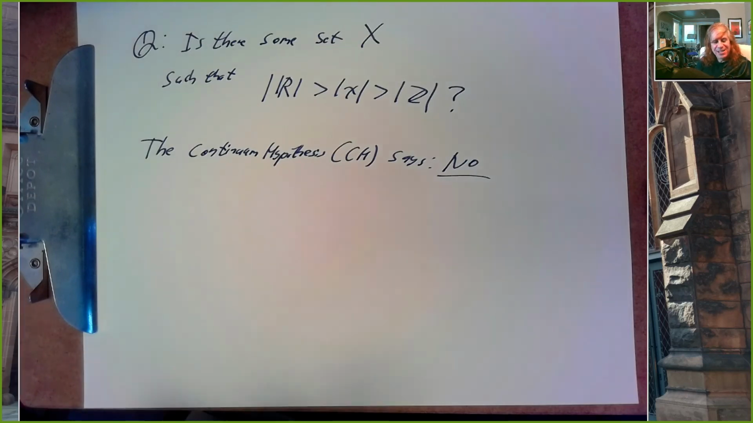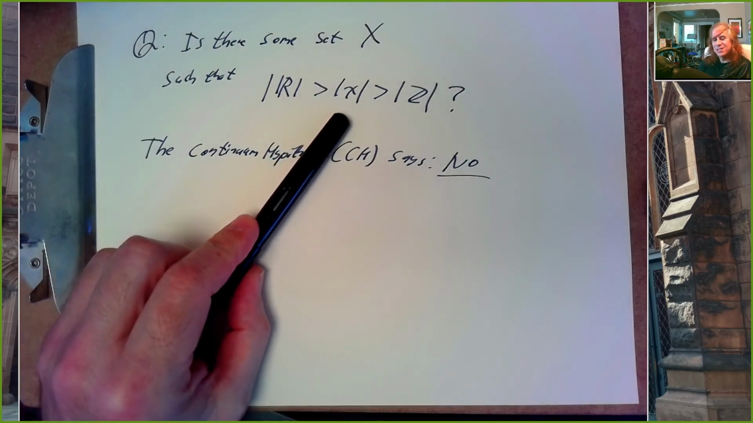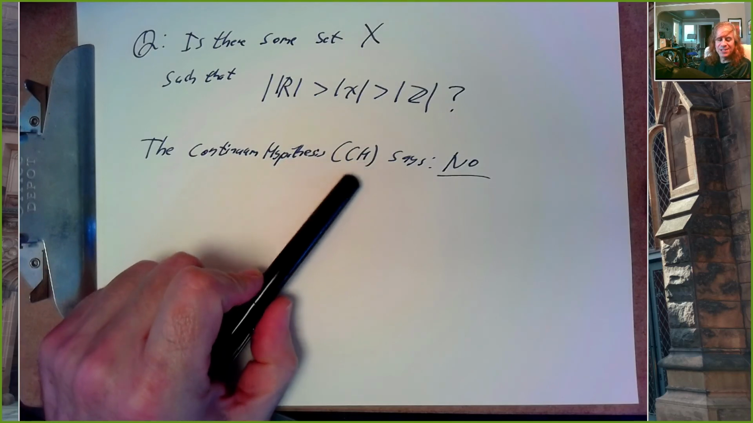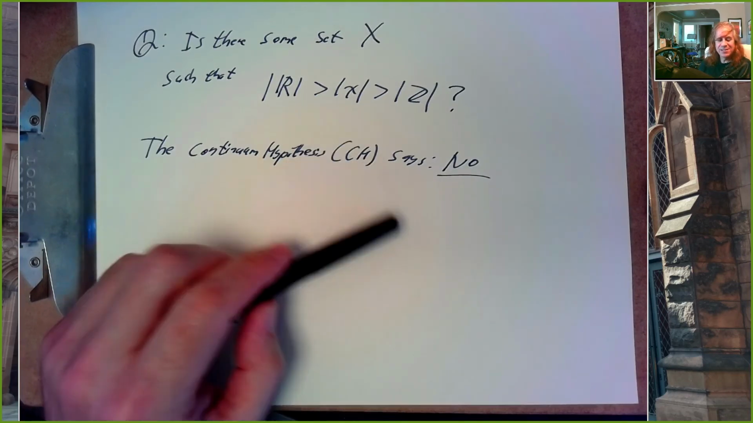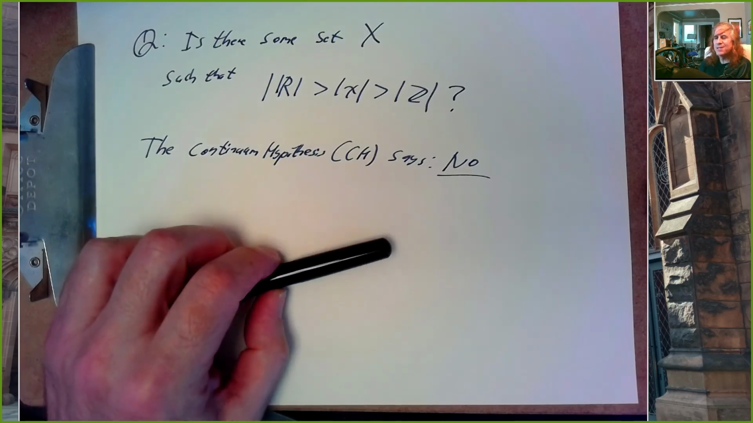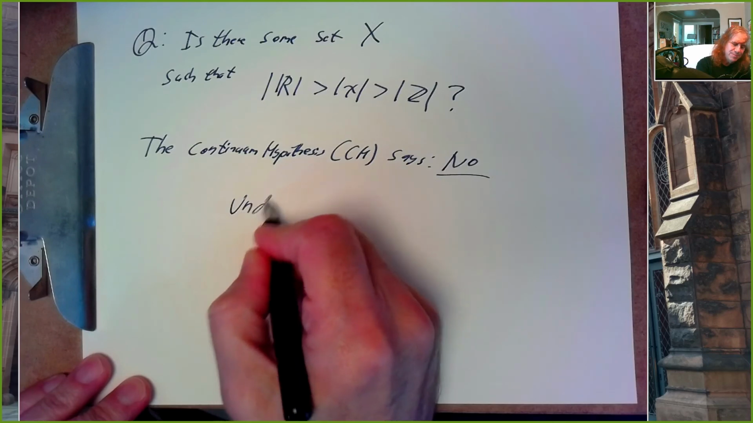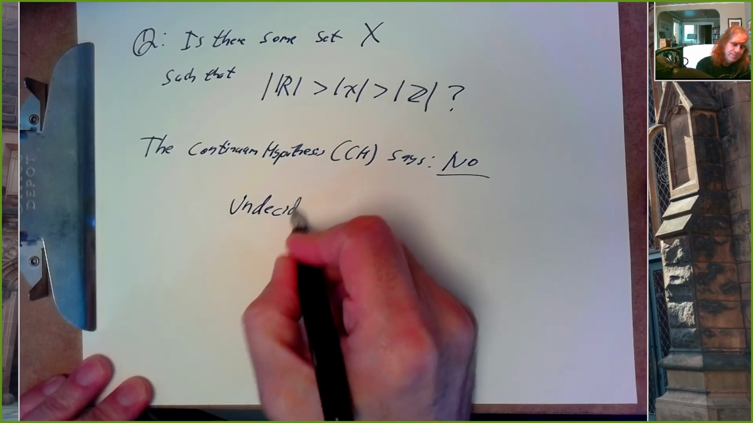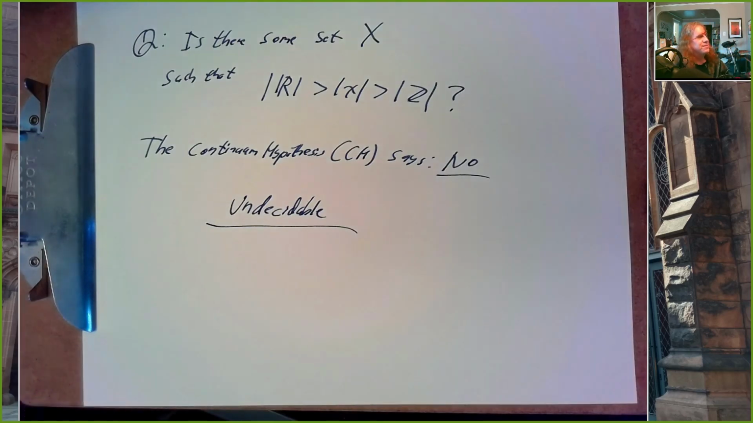So what does that mean? It means we cannot discover a set that lies in between here, because if we did, that would disprove the continuum hypothesis. But we also cannot prove that such a set does not exist, because that would prove the continuum hypothesis. So this is what's called undecidable. And it's been proven that this is undecidable. Yeah, it gets into some interesting quantum stuff, I suspect.